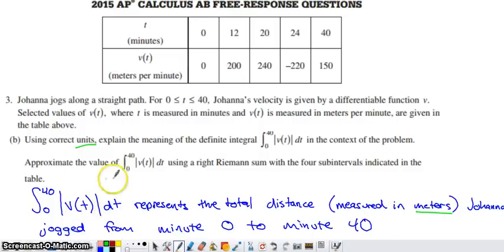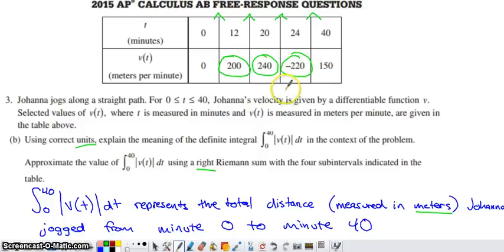And then it wants us to go on and estimate the value of this using a right Riemann sum and 4 subintervals as indicated by the data in the table. So our 4 subintervals would go 0 to 12, 12 to 20, 20 to 24, 24 to 40. So we have a width of 12, a width of 8, a width of 4, and then a width of 16 for each of our subintervals. And then the heights are going to be indicated by the function value at the right endpoint of each subinterval. So the right endpoint of this subinterval is 12, so that's going to generate our first height. Right endpoint of this subinterval is 20, so this is going to generate our next height.